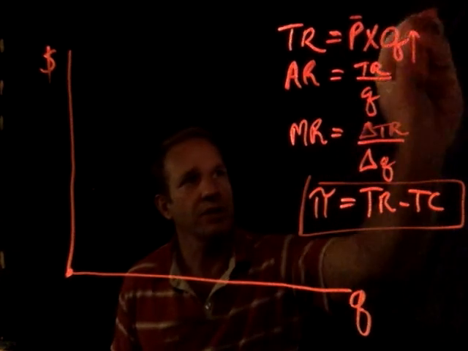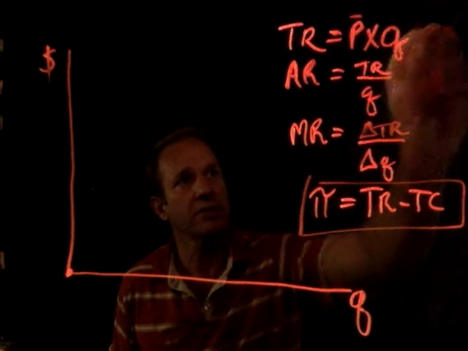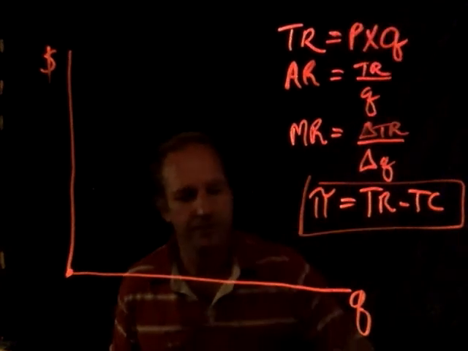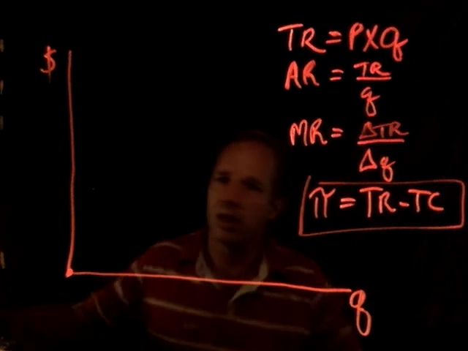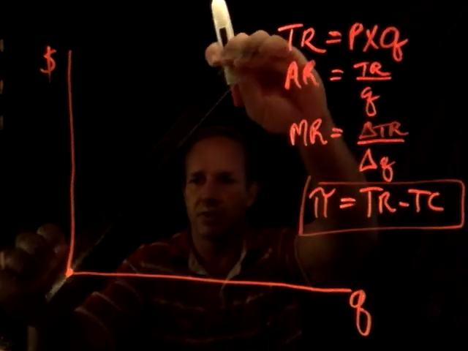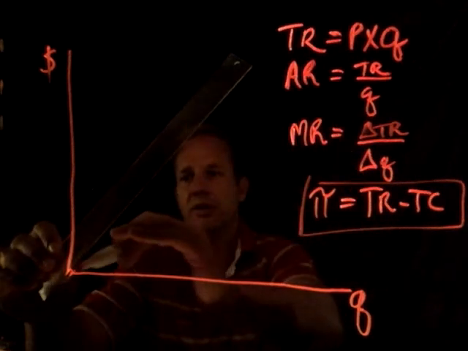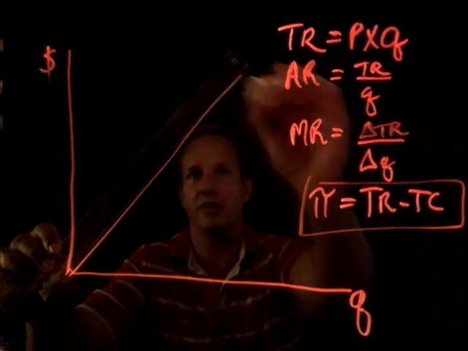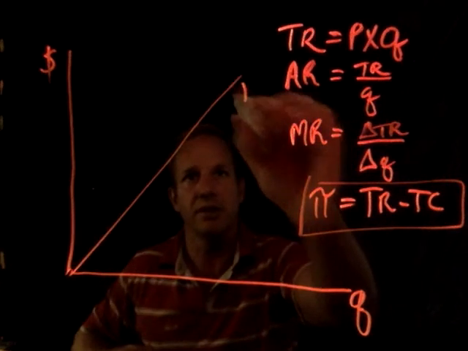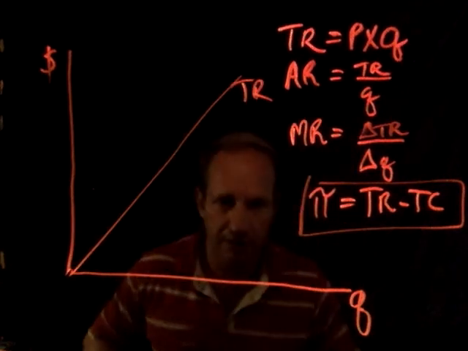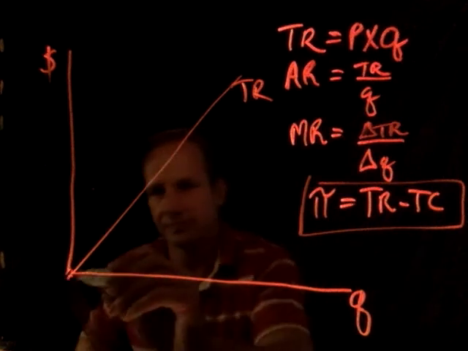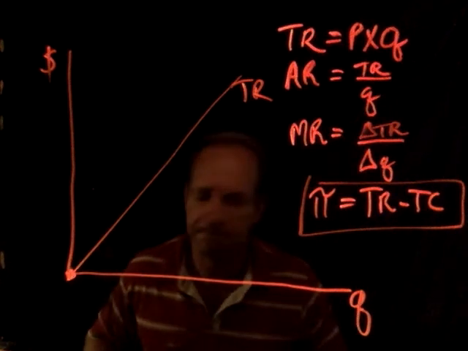So let me get those arrows out of our lives, just because they might be creating confusion. So total revenue, you could expect to look something like this. Now it doesn't have to, I don't know the slope of it, but it's a straight line, a linear relationship, going away from zero, right?